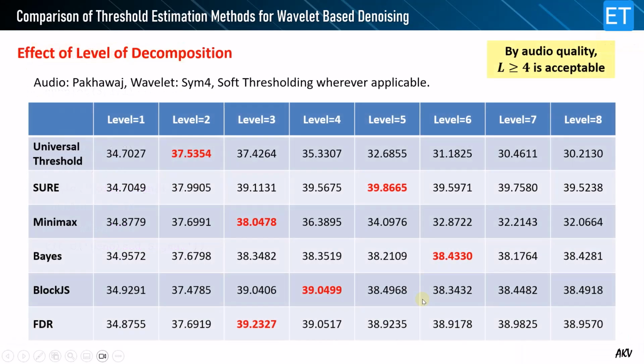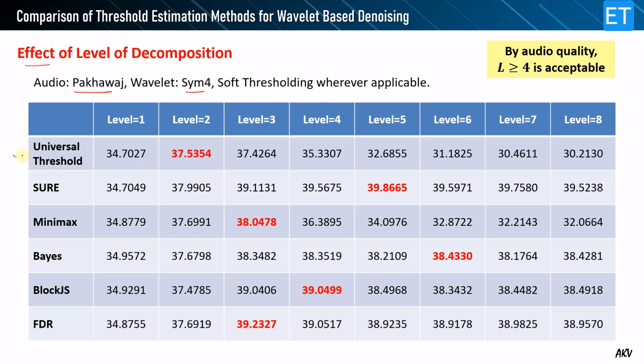So this is the table which shows the PSNR between the actual, I mean, noise-free audio and the denoised audio. So here I'm studying the level of decomposition effect. Here I have taken the audio of Pakhavach, Wavelet Sym4, and soft thresholding is used wherever it is applicable. And the level of decomposition I have used from 1 to 8.